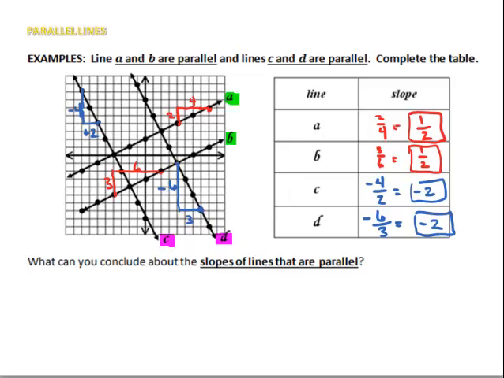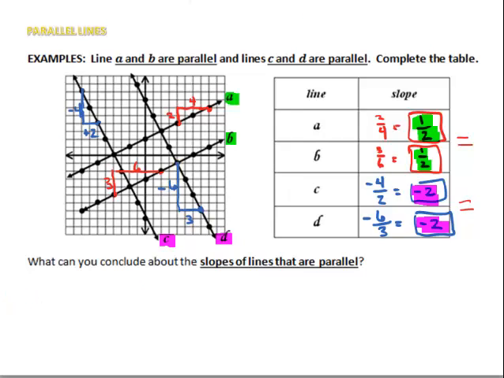So if you'll notice, looking at this, my slope for line A is 1/2. My slope for line B is 1/2. Notice that those two are equal to each other. The slope of those two parallel lines are equal. Lines C and D are parallel. The slope of line C is -2, and the slope of line D is also -2. So we found that the slope of those two lines, which are parallel, is also equal.